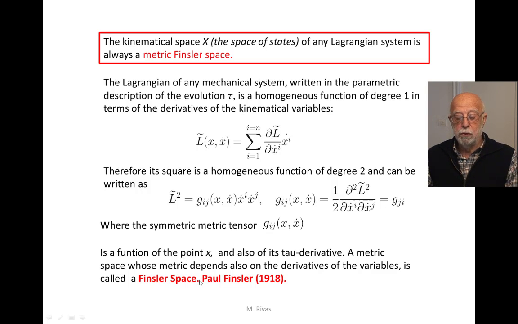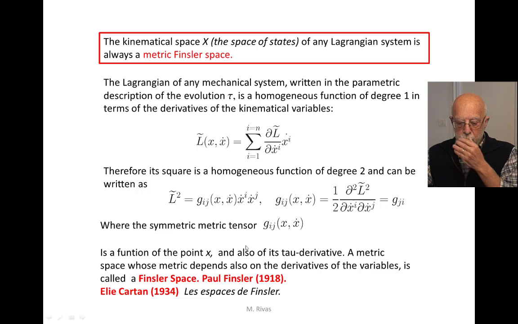The name is due to Paul Finsler, a German mathematician who in 1988 published a generalization of Riemannian metric spaces by including a metric depending on x dot. It was Elie Cartan in 1934 who published a monograph and gave the name to these manifolds, les espaces de Finsler, the name of Finsler spaces, to these metric spaces.